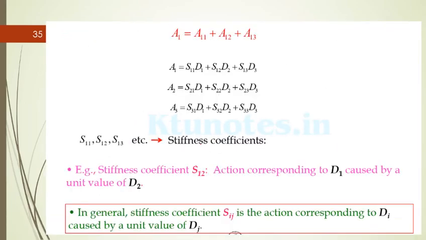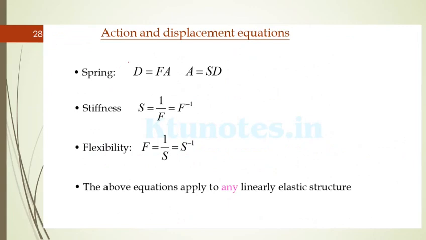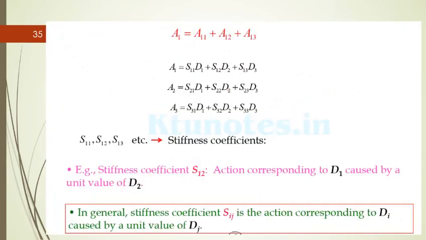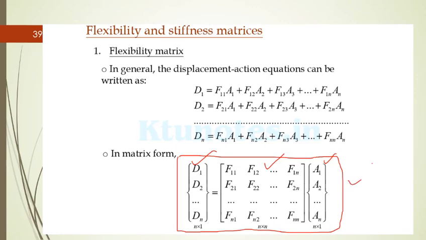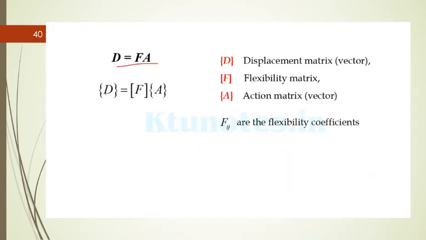So from this simple equation, D is equal to F into A, we have developed this into a matrix. D matrix is equal to F matrix into A matrix. Similarly, we have A matrix is equal to S matrix into D matrix. This is the matrix form: D is equal to F into A. D is the displacement matrix, F is the flexibility matrix, and A is the action matrix. And Fij, the components in the matrix, are the flexibility coefficients.